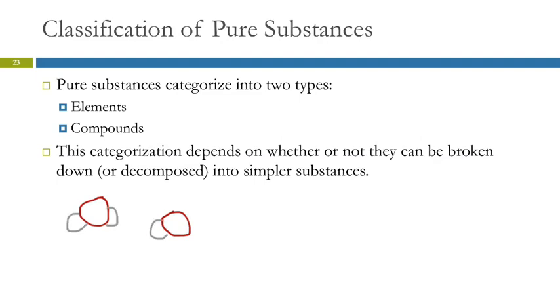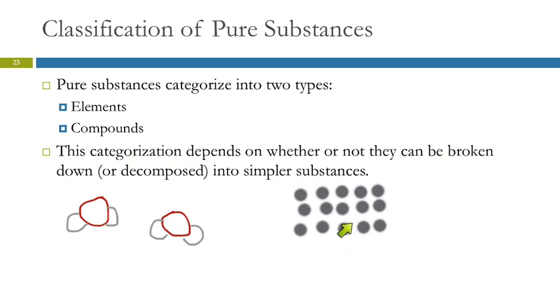So here's my water that I was using as an example. Here's my aluminum foil. Can I take this aluminum foil and break it into two simpler things? I can't. I could cut it in half, but both halves are still aluminum.